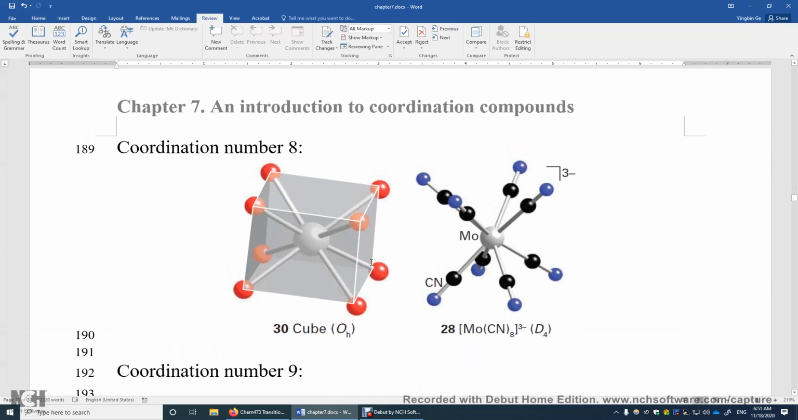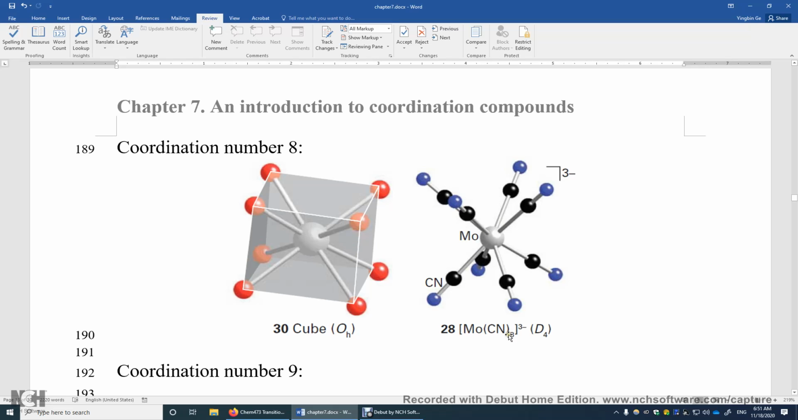Coordination number 8. So we can easily make a cube and then put the 8 ligands on the 8 corners. This is also OH point group, and this is the best way to separate these 8 ligands. And over here, this is an example.